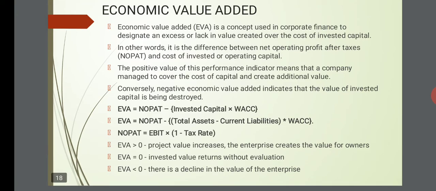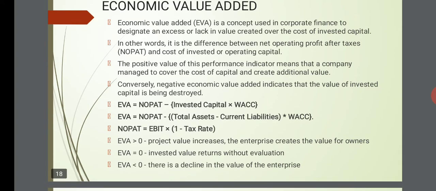So economic value added is NOPAT minus invested capital into weighted average cost of capital. Economic value added is equal to NOPAT, net operating profit after taxes, minus total assets minus current liabilities into weighted average cost of capital. It is similar. We just have to understand the first one, that EVA is equal to NOPAT minus invested capital into weighted average cost of capital. What is NOPAT? NOPAT, net operating profit after taxes, is EBIT into 1 minus tax rate.